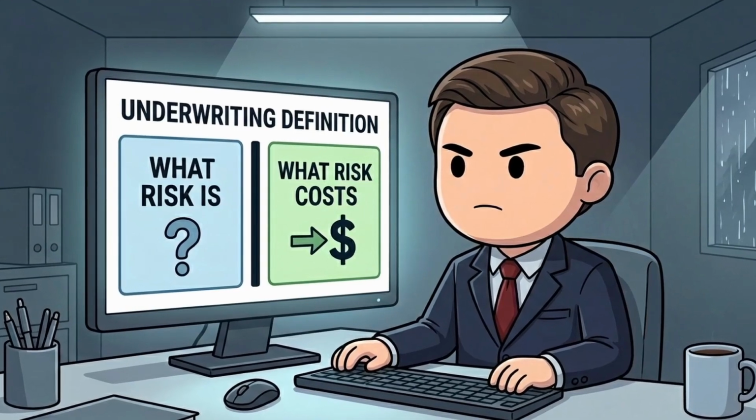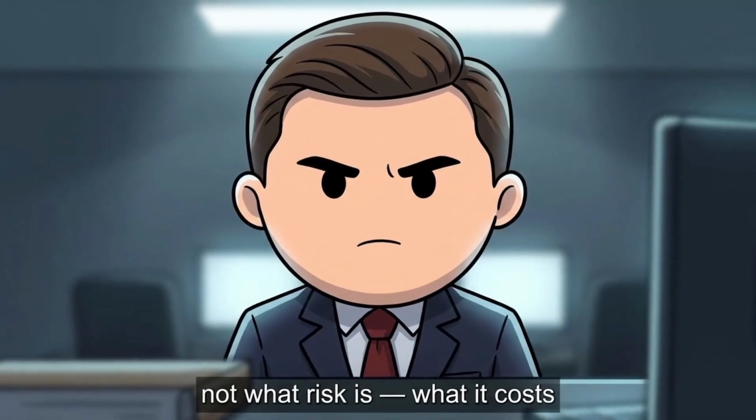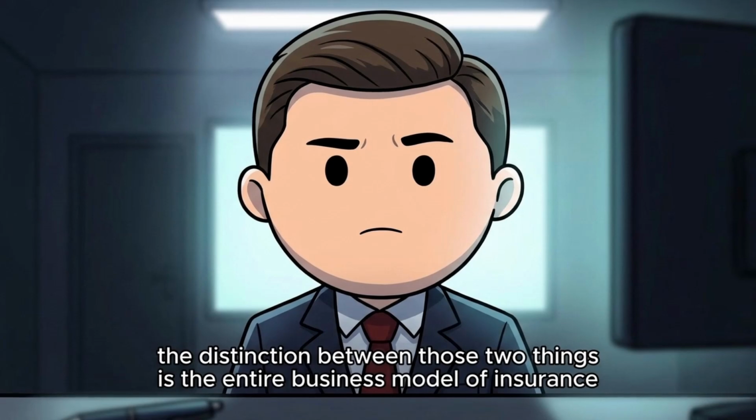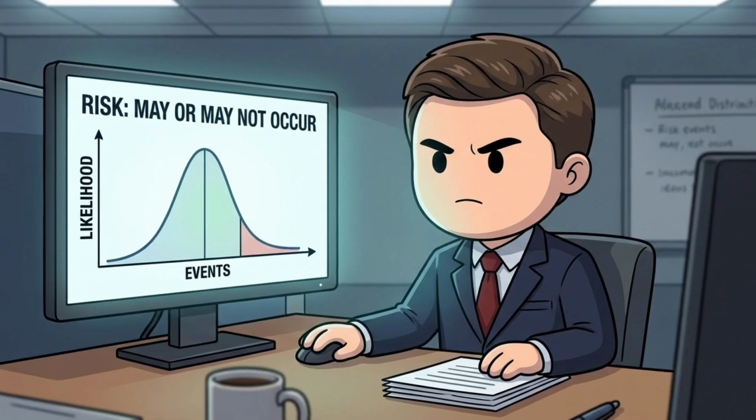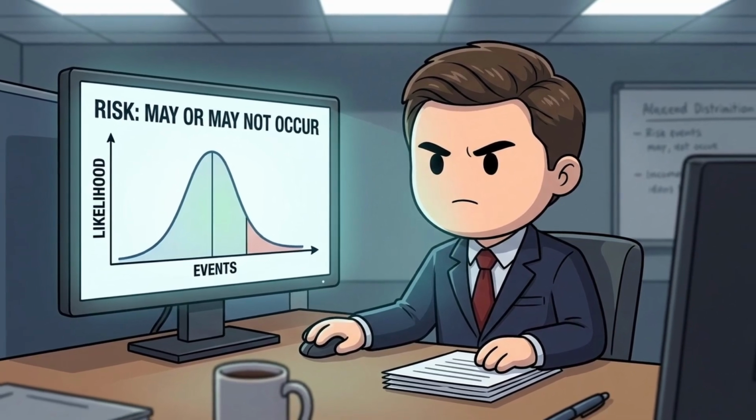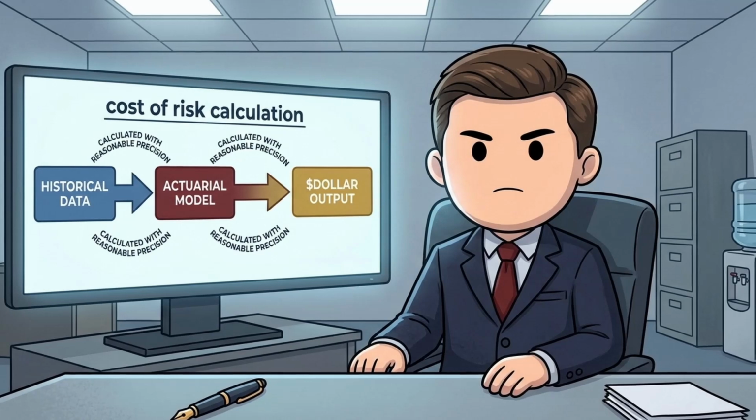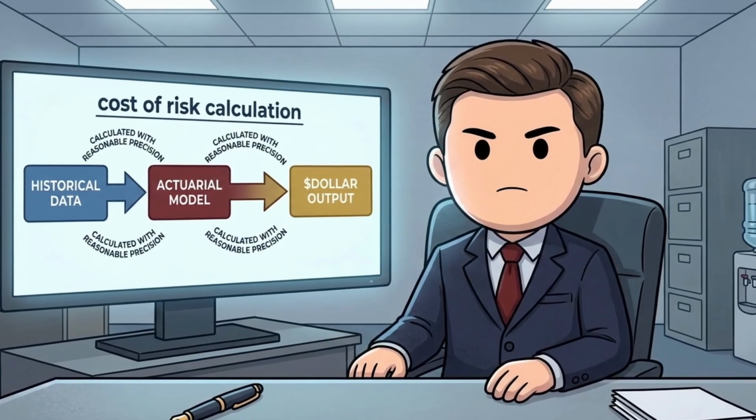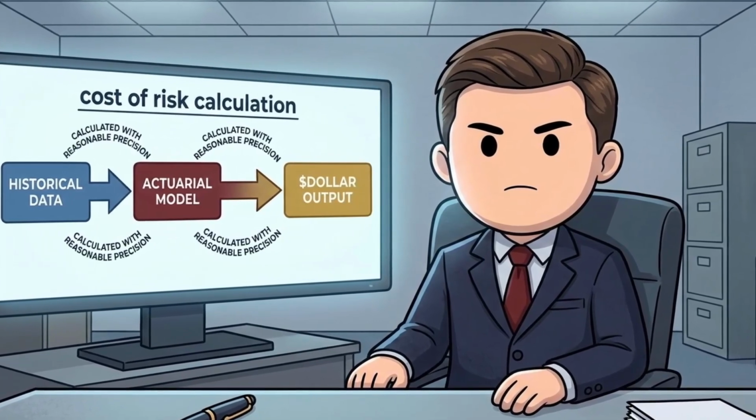Underwriting is the process of determining what risk costs, not what risk is. The distinction between those 2 things is the entire business model of insurance. Risk is an event that may or may not happen. The cost of risk is a number that can be calculated with reasonable precision from historical data and applied to future policyholders before any event occurs.